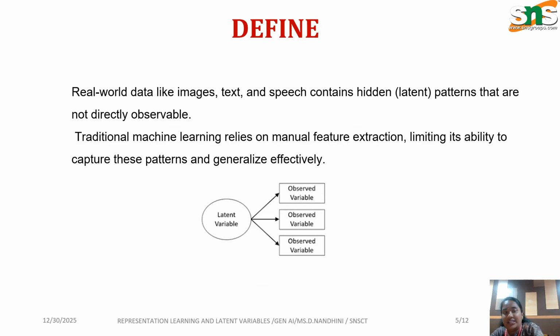Next is the define stage. In this define stage, a latent variable is related to observed variables which can be easily recognized. The challenge is to represent the complex data in a simpler and more meaningful way. Representation learning automatically extracts useful features from raw data. Latent variables are hidden factors that cannot be directly observed but explain the data. For example, in handwriting recognition, writing style is a latent variable that influences the appearance of the letters. These are the phases of the define stage.